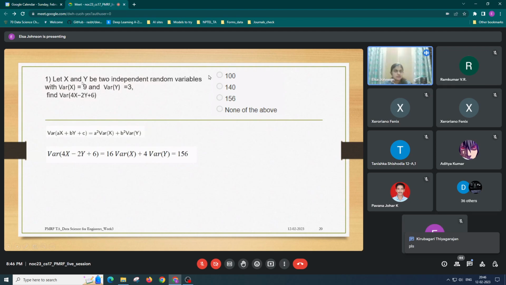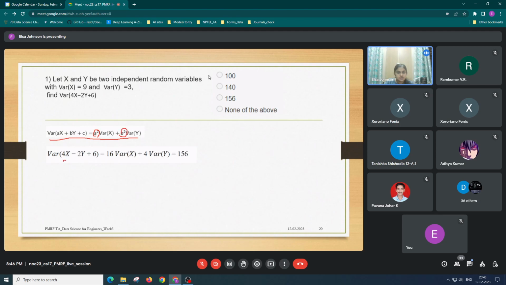Let x and y be two independent random variables with variance of x equal to 9 and variance of y equal to 3. Find variance of 4x minus 2y plus 6. You can use this relation here. In this particular case, a is 4, so you have a relation like this: variance of ax plus by plus c equals a square into variance of x plus b square into variance of y.